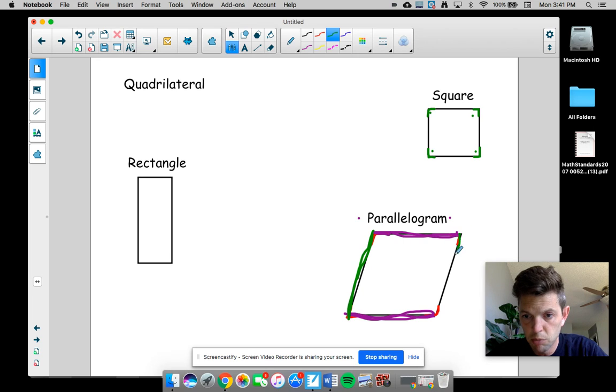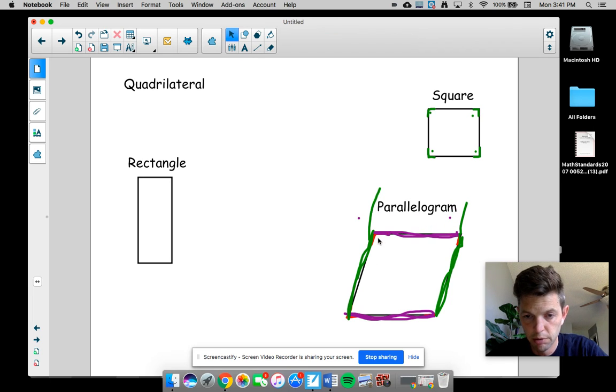Now, the two side ones, they're a little slanted, right? But they will still not touch. Even if you keep drawing them on farther, they will not touch. So we say they are parallel because they are. And if the shape has two pairs of sides that are parallel, so pair one is purple, pair two is green, that makes it a parallelogram.